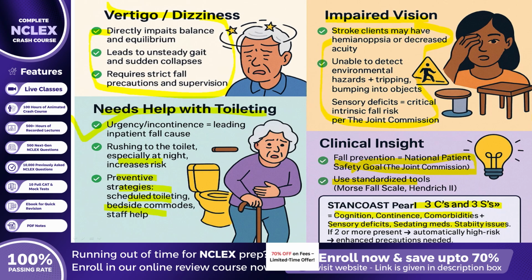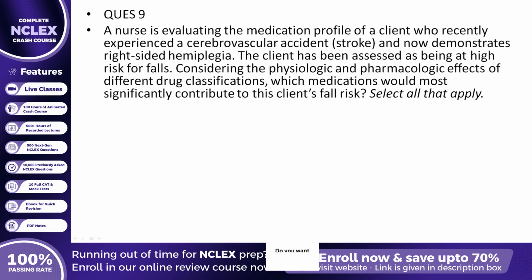Moving forward with another high-yield NCLEX practice scenario, let us consider a client who has recently experienced a cerebrovascular accident, also known as a stroke, and is now living with right-sided hemiplegia. During medication review, the nurse realizes that this client has been assessed as being at high risk for falls. The question we must answer is, which classifications of medications would most significantly contribute to fall risk in this type of client? This is a select all that apply question, so let us carefully analyze each option.